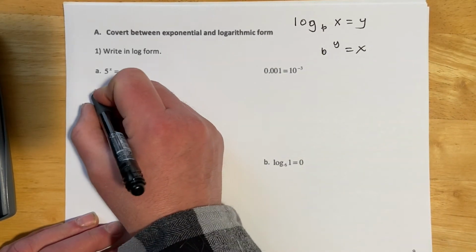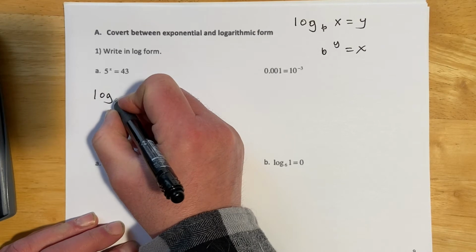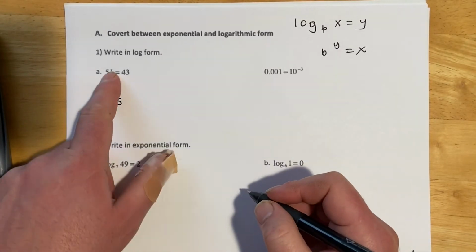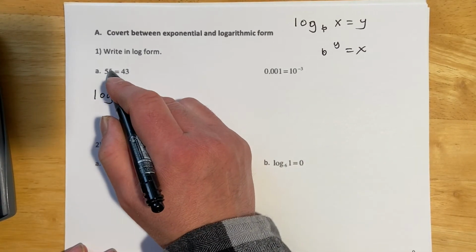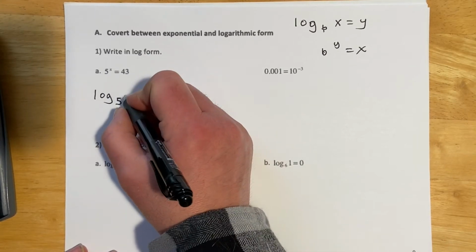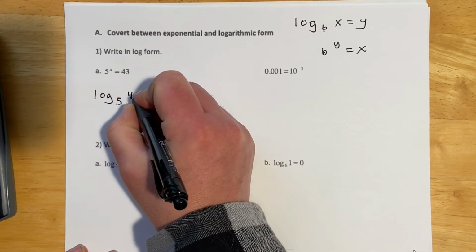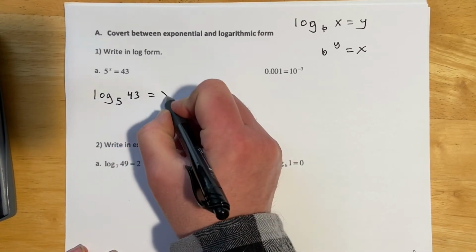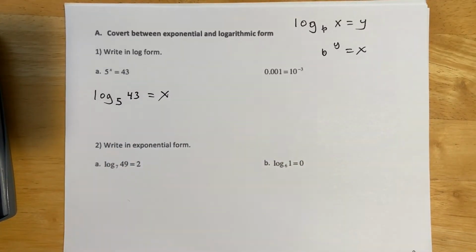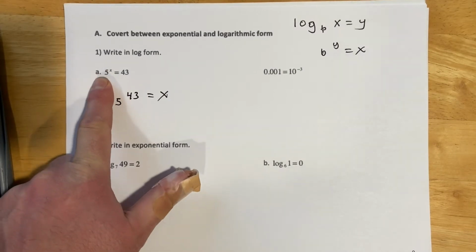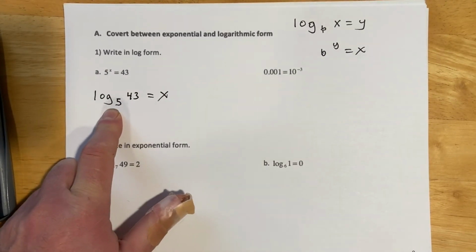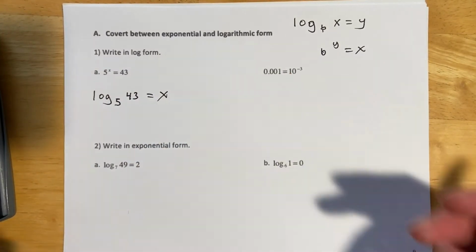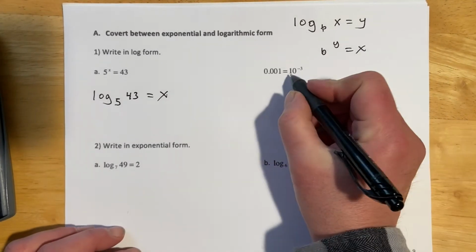So here, I'm going to have a log base 5. And then this is saying the exponent I raised 5 to get 43. So in log form, this would be, what power do I raise 5 to get 43? I don't know, that would be the x. And so this is going from exponential to log.